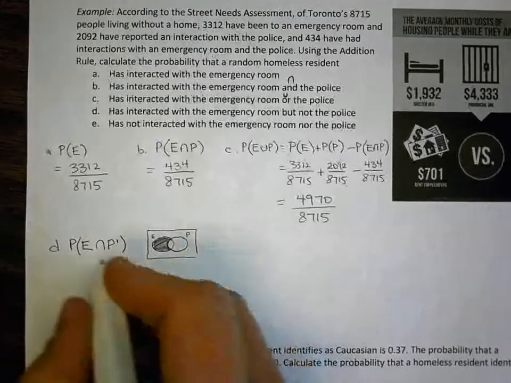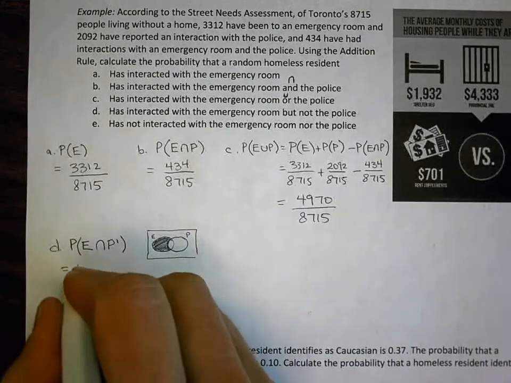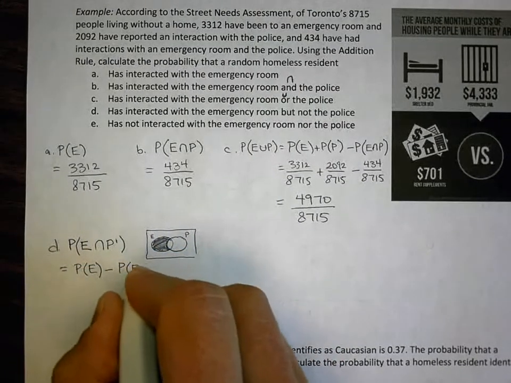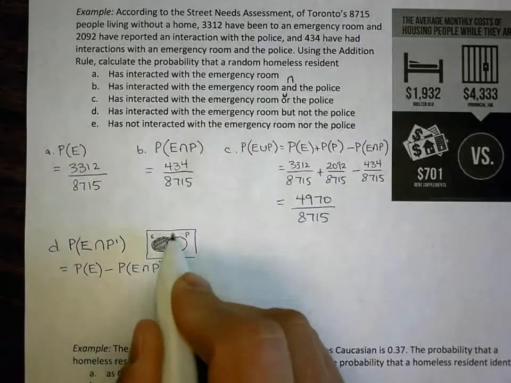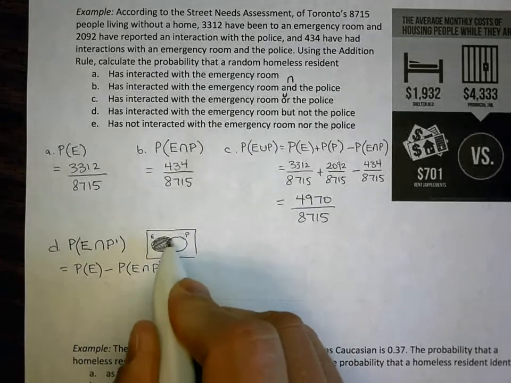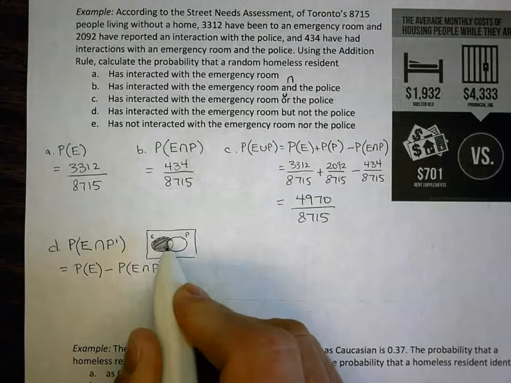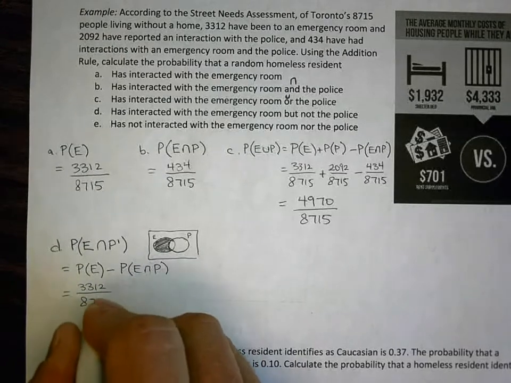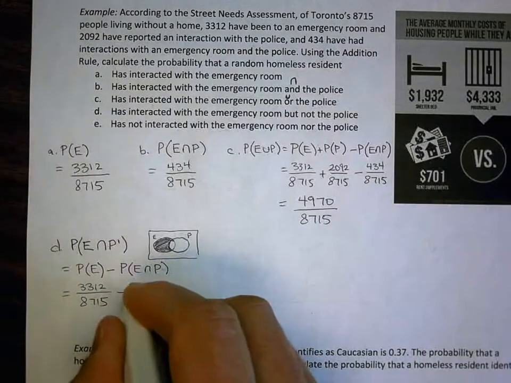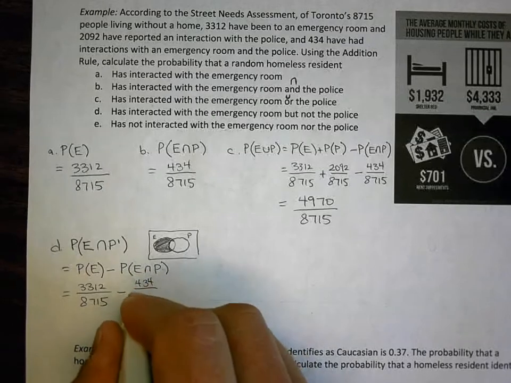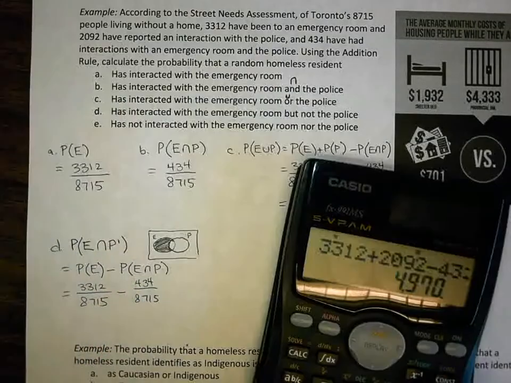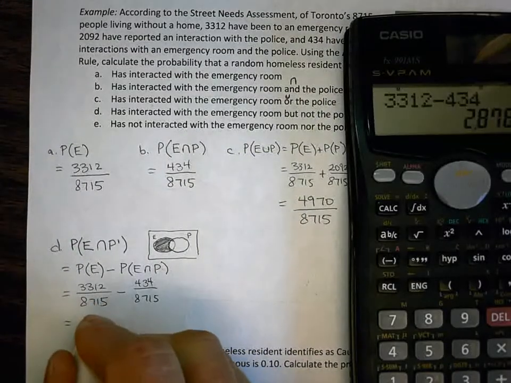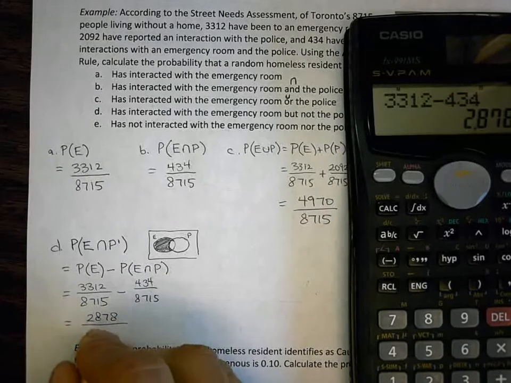One way to figure this out, again, if you don't need the Venn diagram, is the probability of E minus those people who are counted twice. So the probability of being in the E circle minus the probability of being in the intersection. I can sub in my values. This is 3312 over 8715 minus the probability of being counted twice. 3312 minus 434, so I get 2878 over 8715.